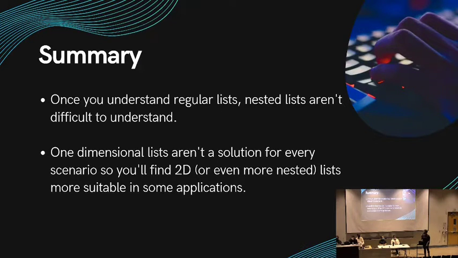So here's a quick little summary. Once you understand regular lists, nested lists aren't difficult to understand, as you may have just found from my explanation, if it was good enough. One-dimensional lists aren't a solution for every scenario, so you'll find 2D or even more nested lists more suitable in some applications. You could also get into 3D lists. We're not going to cover that, don't worry. All you need to worry about is 2D. And if you understand 1D lists, 2D lists will be a piece of cake.